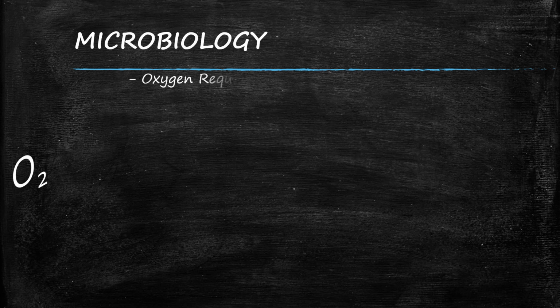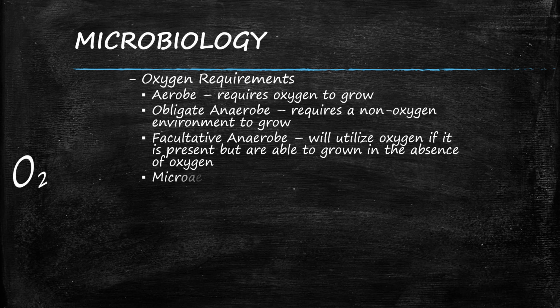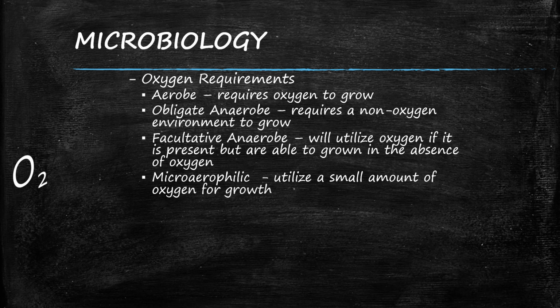For oxygen requirements, we have the aerobic bacteria, which need oxygen to grow like we do, the obligate anaerobes, which do not require oxygen at all, the facultative anaerobes, which utilize oxygen if it's present, but they can still grow in the absence of the oxygen, and lastly, the microaerophilic, which only needs a small amount, hence the word micro.